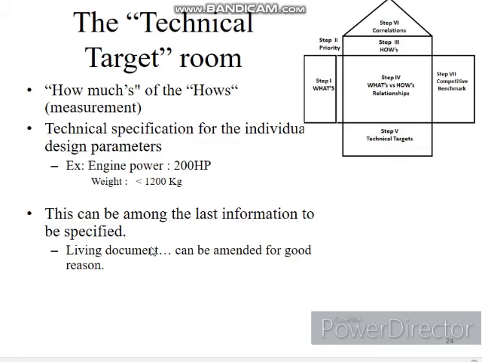And sometimes this can be among the last information to be specified. So you can put this information sometimes at the end of the construction of the house of quality. And again, this is a living document, so it can be amended for good reasons. So again, the technical target area will specify specific information about the design parameter specification. For example, if it's engine power, then this is 200 horsepower, so on and so forth.